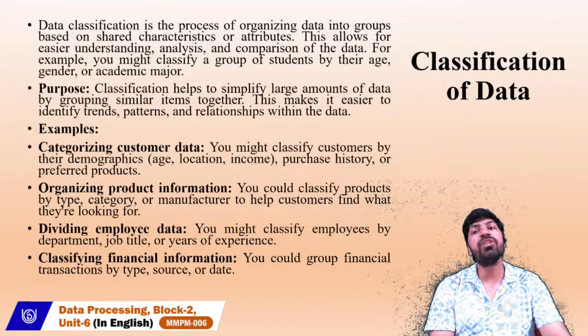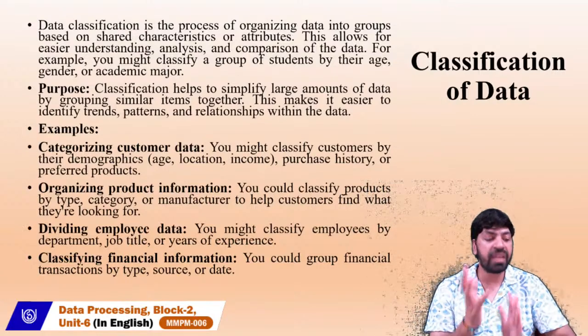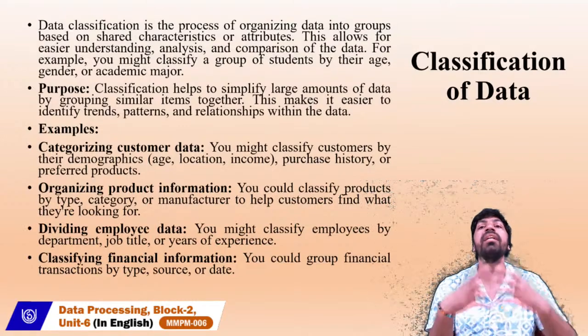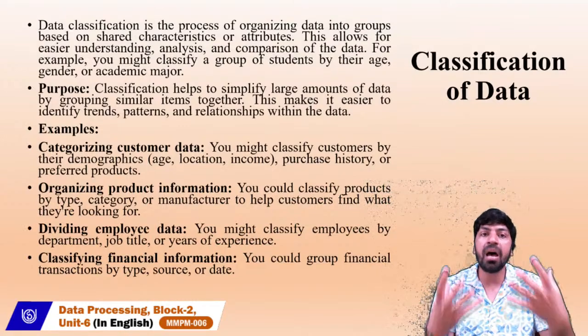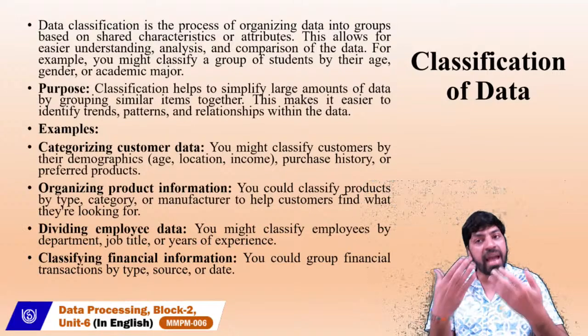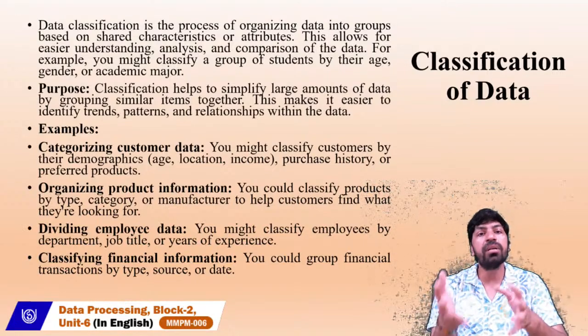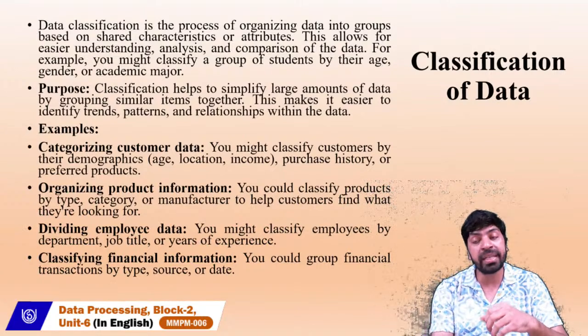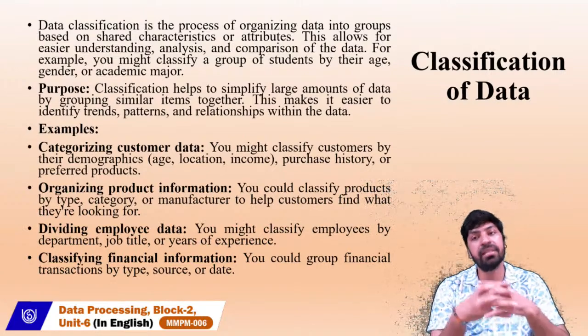Next is classification of data. So what is the classification of data? Data classification is a process of organizing data into groups. That is how the researcher organizes data and turns it into groups based on their characteristics, attributes, etc.